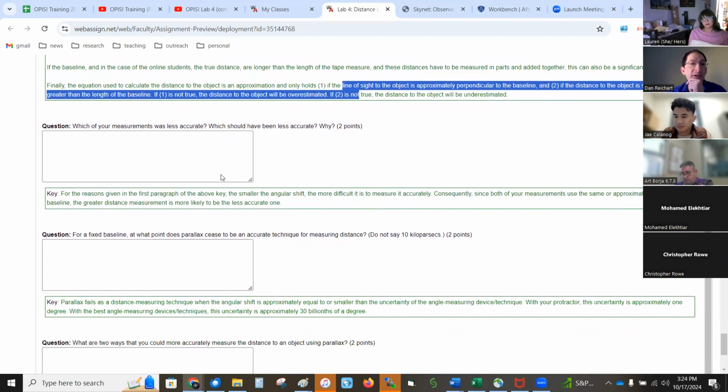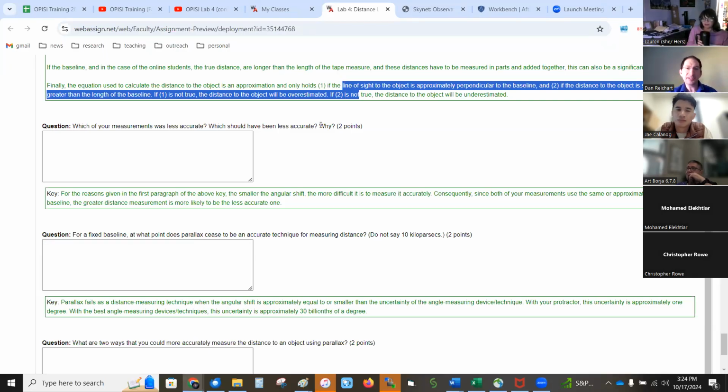All right, some questions here. Which was less accurate? And it could have been either, but which should have been less accurate? And the one that's farther away should have been less accurate. And why? It's because it's approaching the limit of the angle measuring device. If your shift is only half a degree and your angle measuring device is only good to half a degree, then you're going to have greater inaccuracy.